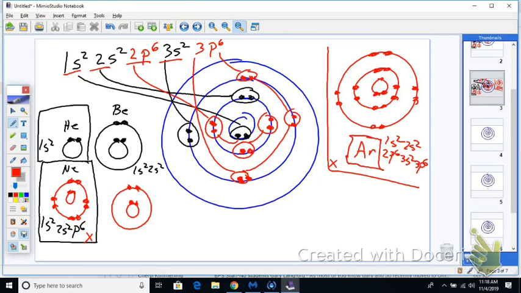Are we going to be able to use the periodic table? Yep, you have to use the periodic table.